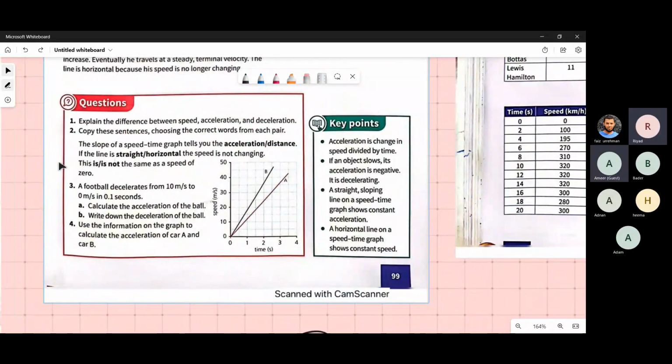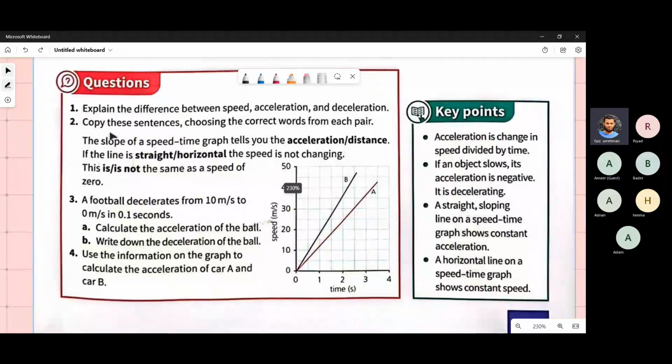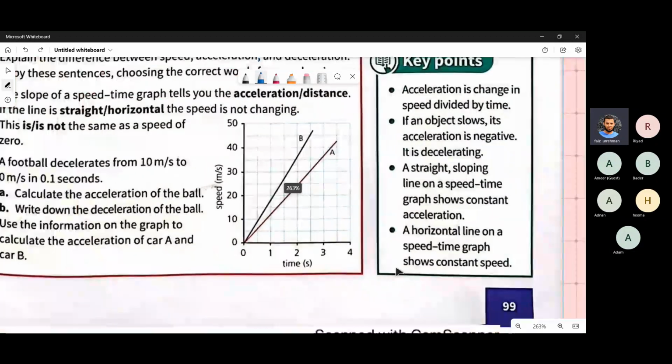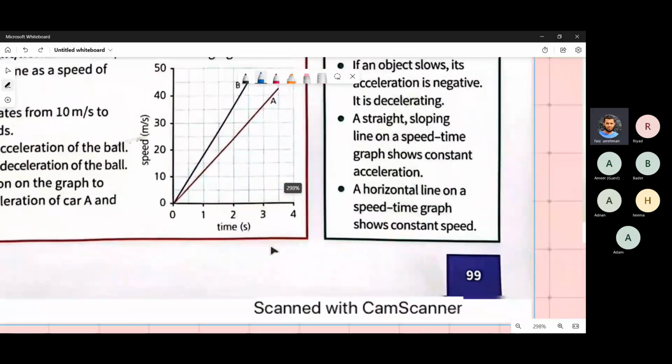See the second question. Now explain the difference between speed, acceleration and deceleration. I have done it so many times, so I'm not going to do it again. Now, which line is steeper? Tell me, which line is more dangerous for a bicycle? A or B? B is more dangerous. So the speed of B will be more, definitely. Yes, by looking at the graph. But can you prove it numerically? Can you just solve it and actually prove that B is more?